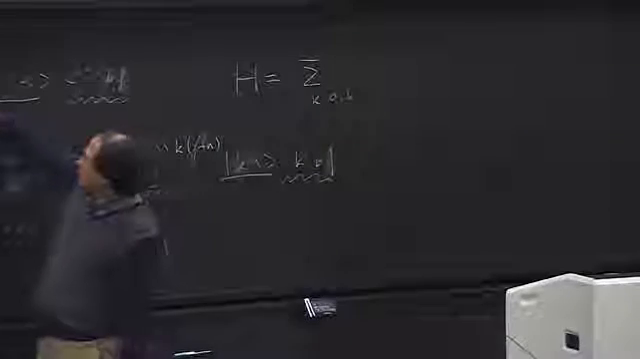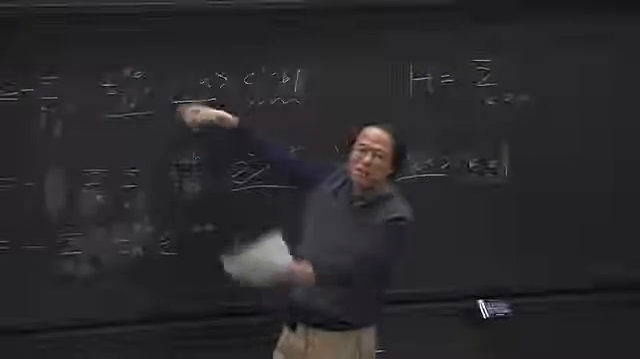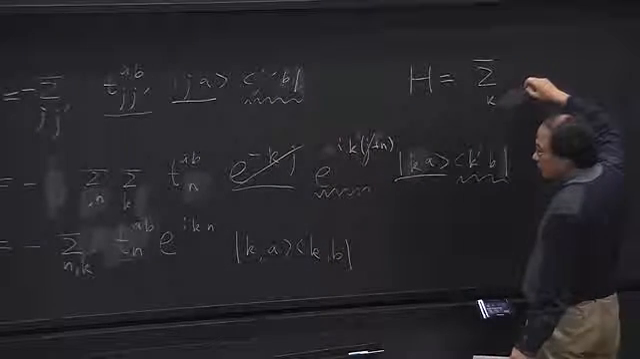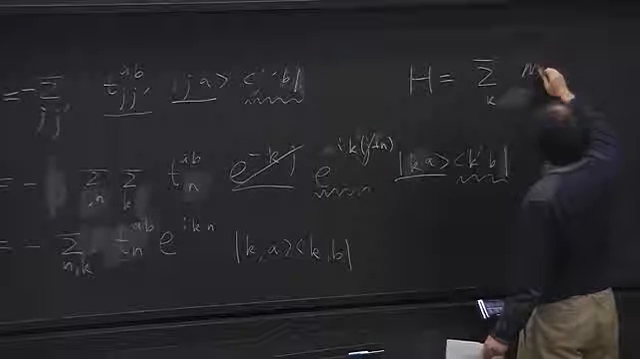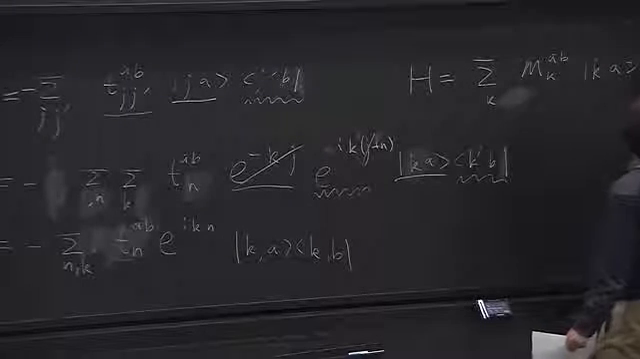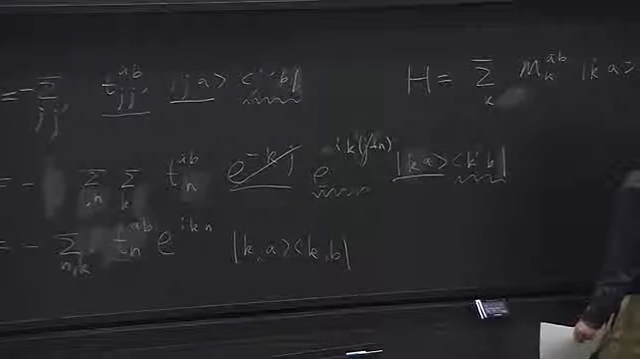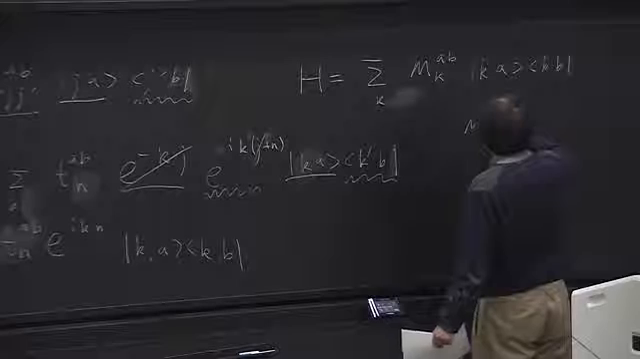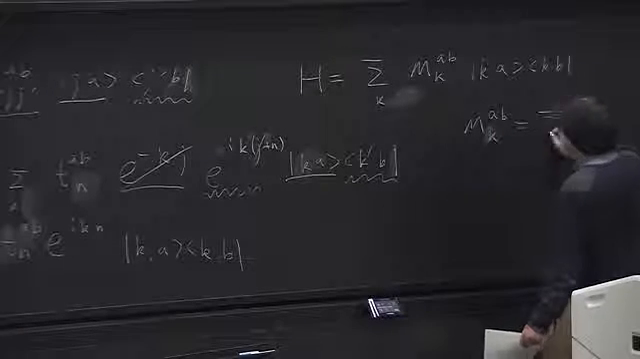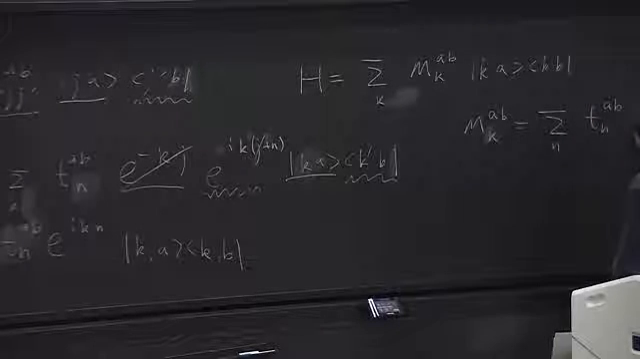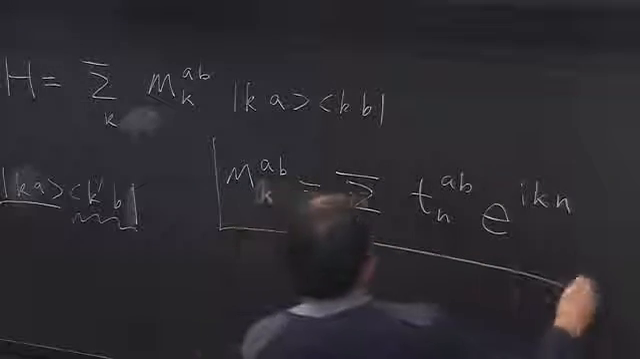I'm sorry, I forgot to say, this repeated a and repeated b are assumed to be summed. So let's do it like this. Let me write this M_k^{AB} k_a k_b, where this M_k is a matrix with matrix element AB. That's equal to the sum over n of T_n^{AB} e to the i k n. So we have 2 formulas, basically.